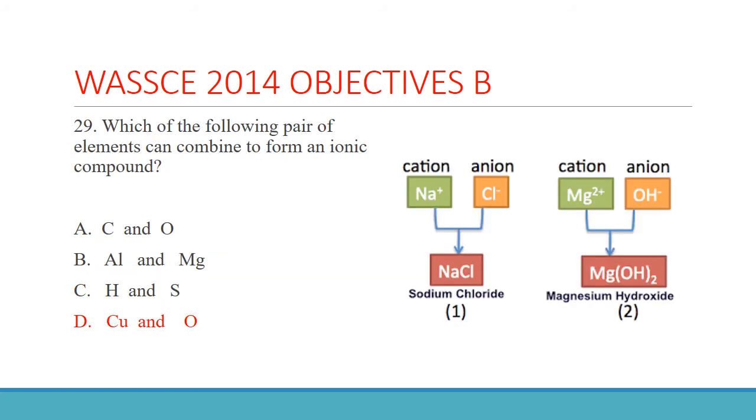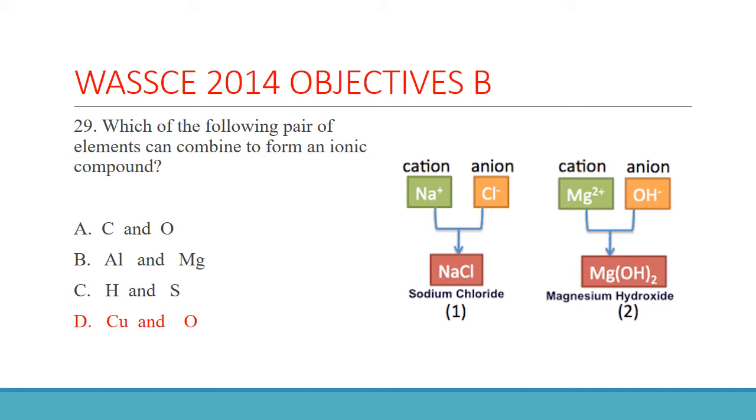Question 20. Which of the following pair of elements can combine to form an ionic compound? An ionic compound is formed between, take note of the word, ionic compound. Now a compound is what? A chemical combination between two or more different elements. Now an ionic compound, just like the word itself, ionic, meaning a compound formed from ions.